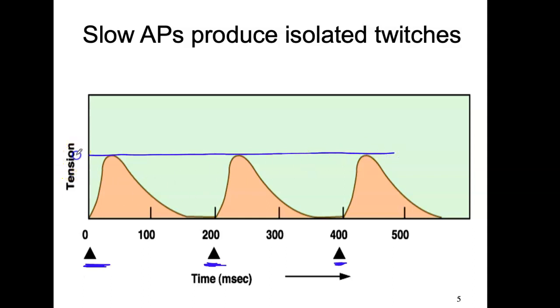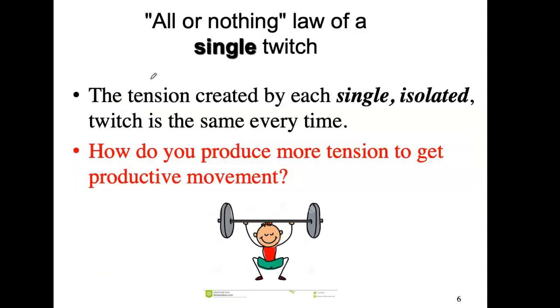I have X amount of tension that's created here. Okay, and that's all I can do. And you can't do any stronger than that. You can't create any more force than that. Unless what you would do is deliver those action potentials more quickly.